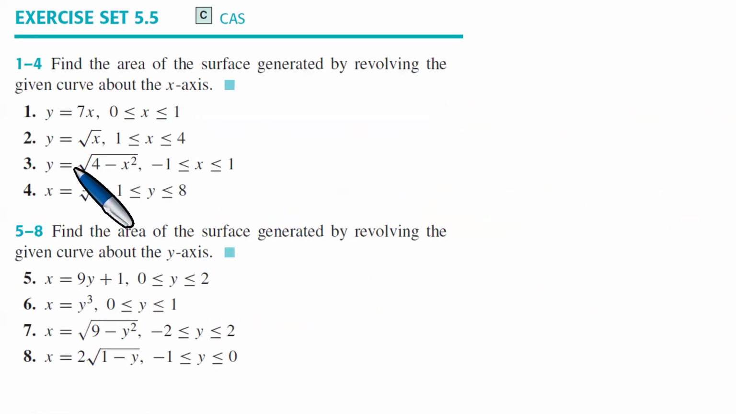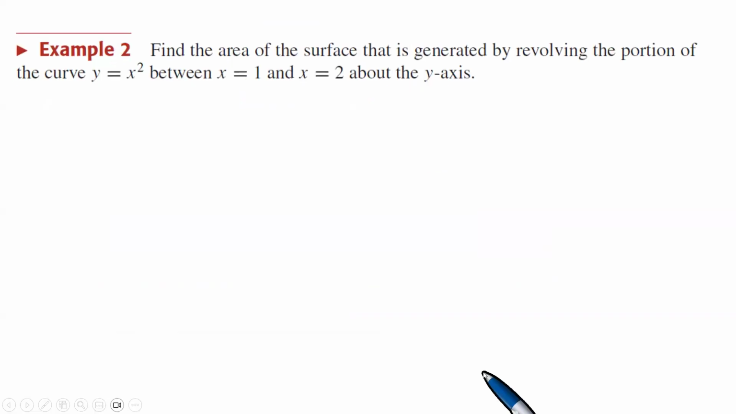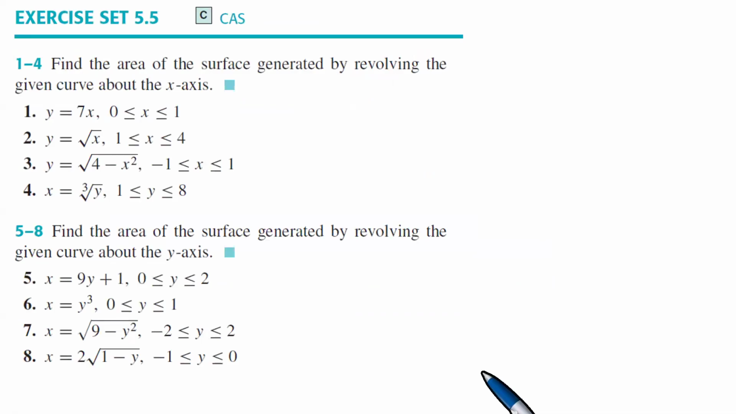And there's something I want to show. You have these two formulas. So now here, to get the surface areas, this result provides both a definition and formula for computing the surface areas. Where convenient, the surface area is the integral from a to b of 2 pi y, the square root of 1 plus dy dx squared dx. Please memorize the formula for the surface area: 2 pi y whenever you have dx there, and 2 pi x whenever you have dy there. Okay, we continue.